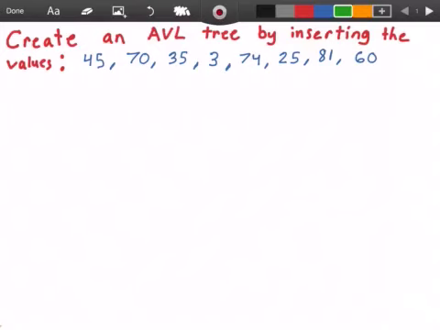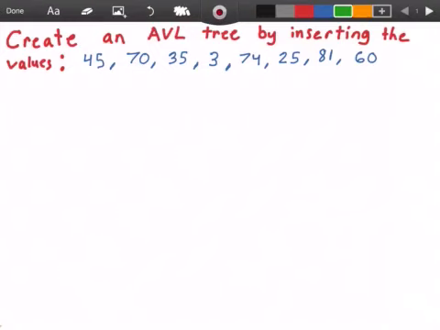Hey guys, and welcome to this video on AVL trees. An AVL tree is just a self-balancing binary search tree. In this video, we want to create an AVL tree by inserting the following values, which I have in blue here: 45, 70, 35, 3, 74, 25, 81, and 60. So let's go ahead and get started.